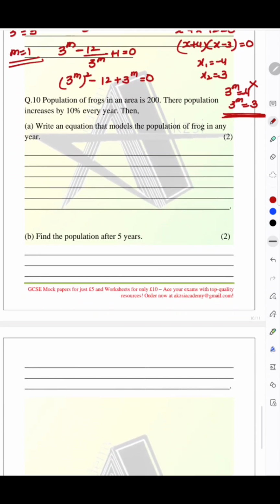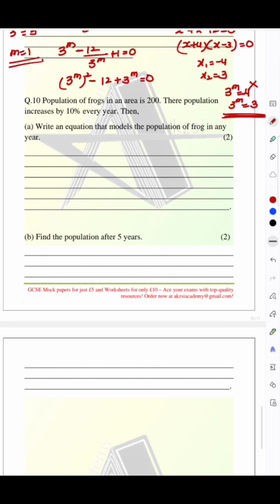Moving on to the last question. The population of frogs in an area is 200. Their population increases by 10% every year. Then write an equation that models the population of frogs in any year.